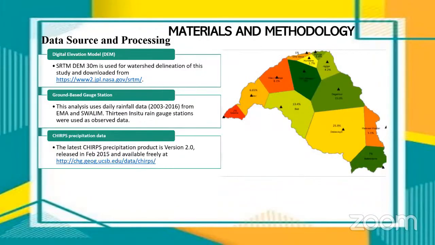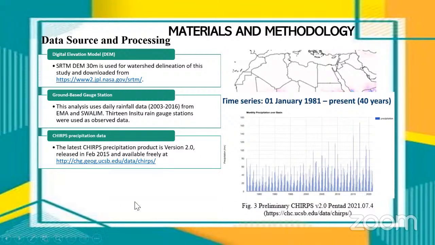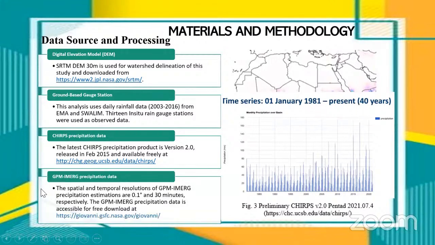So, sir, the other data was CHIRPS-based precipitation data, and it was downloaded from this website. CHIRPS has different versions, but we use the latest version. The data for this satellite precipitation project is available from January 1981 to the present. The other satellite that we used was GPM average precipitation data, which has a resolution of 30 minutes and a spatial resolution of 0.1 degree.